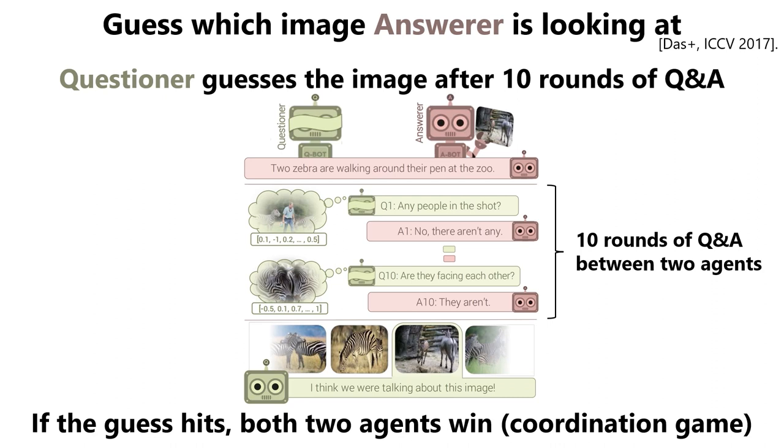First, the answerer tells the questioner about the general content of the image. The questioner, of course, does not yet know which image the answerer wants to search for from this rough description, so the questioner asks various questions about it. The answerer wants the questioner to find the image it is looking for, so the answerer gives the appropriate answer in more detail. After repeating this Q&A 10 times, if the questioner can find the image that the answerer is looking for out of many possible images, then both agents win.